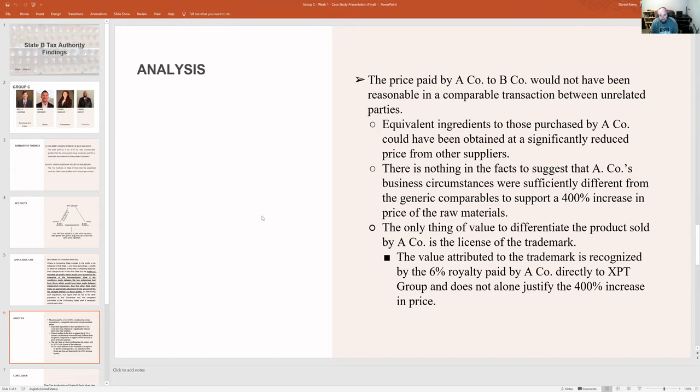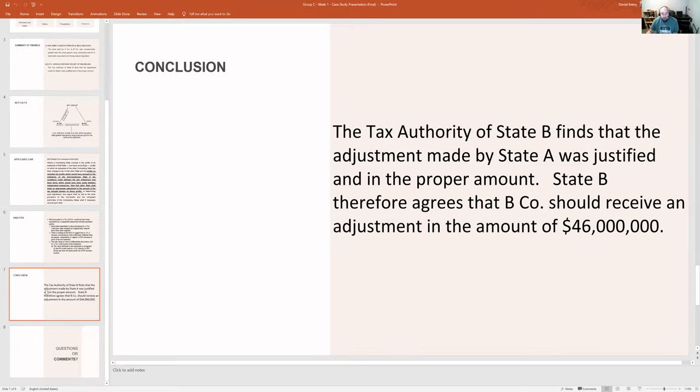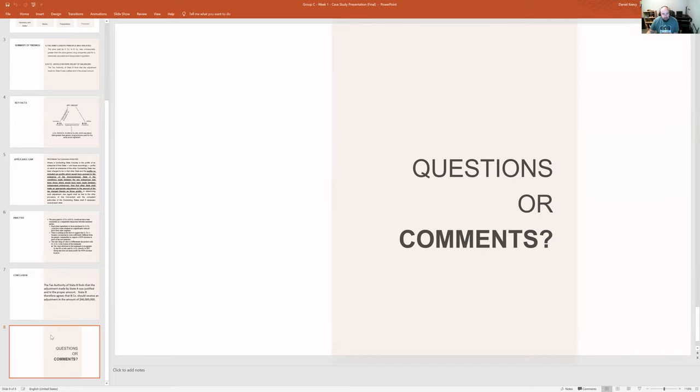But again, nation state B feels that the loan does not justify the 400% increase in the price. So our conclusion is that the tax authority of state B finds that the adjustment made by state A was justified and in the proper amount. So state B therefore agrees that B company should receive the adjustment in the amount of 46 million. And then if we have any comments or questions.